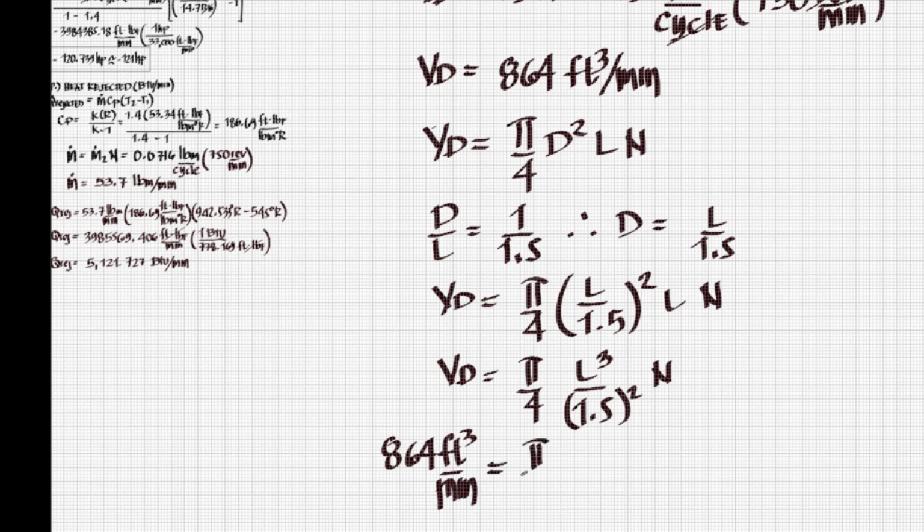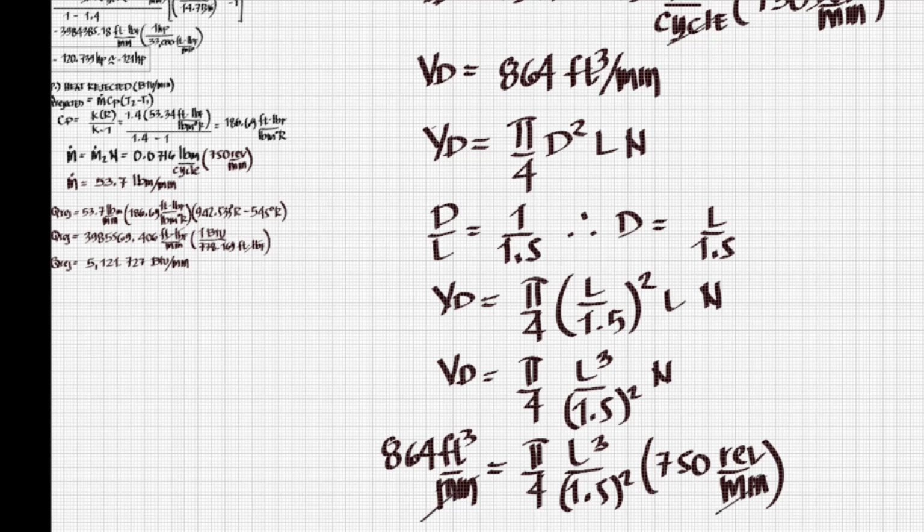And this is equal to 5 over 4, that will be bore cubed. Then I have 1.5 squared here at the bottom. Then my N will be 750, which will be revolutions per minute. Okay? So usually minutes will be cancelled out on both sides.